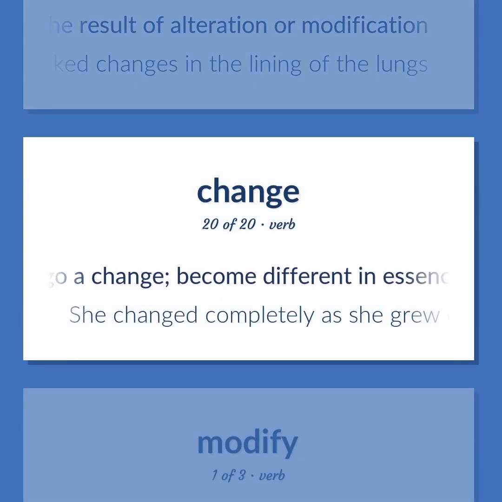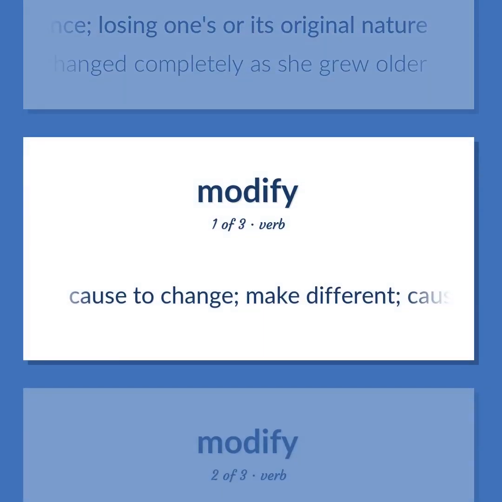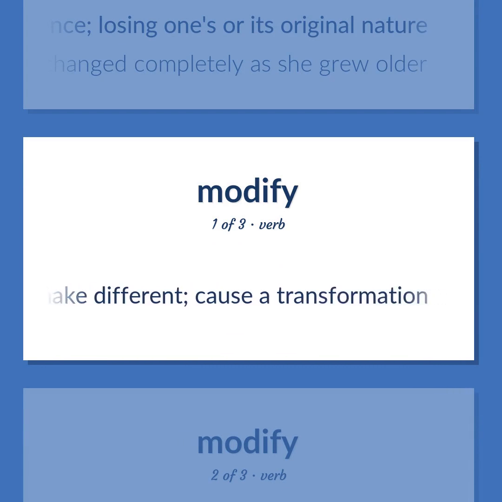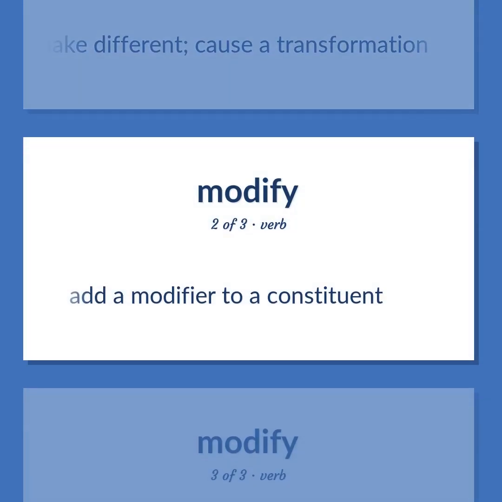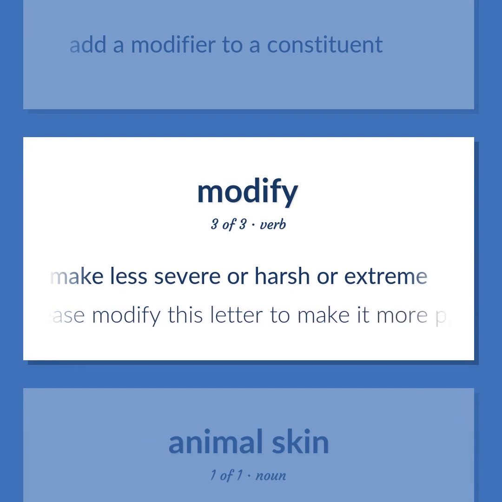Undergo a change. Become different in essence, losing one's or its original nature. She changed completely as she grew older. Cause to change. Make different. Cause a transformation. Add a modifier to a constituent. Make less severe or harsh or extreme. Please modify this letter to make it more polite.